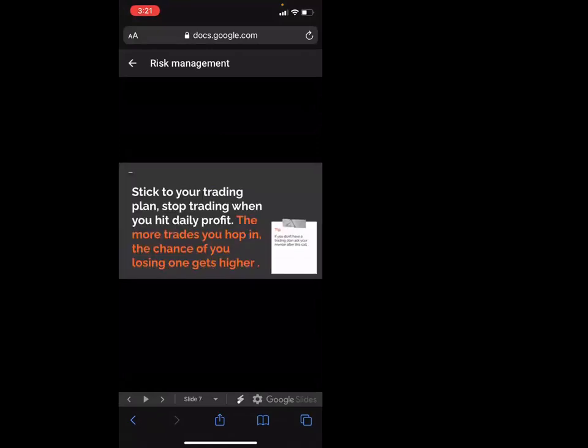Next page. Okay, so boom, stick to your trading plan. Stop trading when you hit the daily profit goal. So y'all know that our daily profit goal is $20 a day. So once you hit your $20 and you're good for the day, just stop trading, because that goes back into overtrading. You don't want to be trading more than you need to. So stop at your daily goal, and the more trades that you hop into, the higher you're upping your chances of losing one.